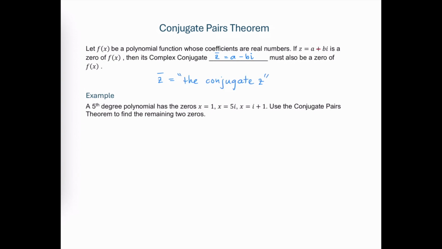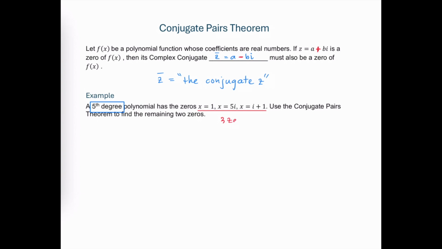So if we have a plus bi as one of the zeros of a polynomial function, then its complex conjugate, a minus bi, must also be a zero. To illustrate this theorem, let's look at an example. We're told that a fifth degree polynomial has the zeros positive 1, 5i, and i plus 1.